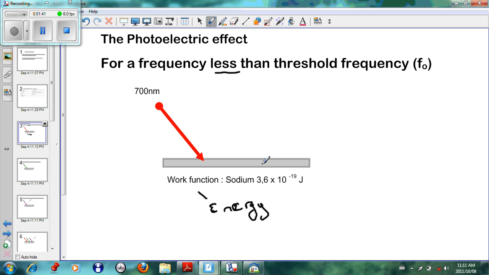Now let's look at a specific example. If you look at this example, we see that red light is falling onto sodium metal, and the sodium metal has a work function of 3,6 times 10 to the minus 19 joules. That means the work function of the sodium metal is the amount of energy required to eject an electron from the sodium metal. Now, we're not doing the calculations here, but we see that red light has a frequency that is less than the threshold frequency. So when red light falls onto the sodium metal, no electron is ejected.